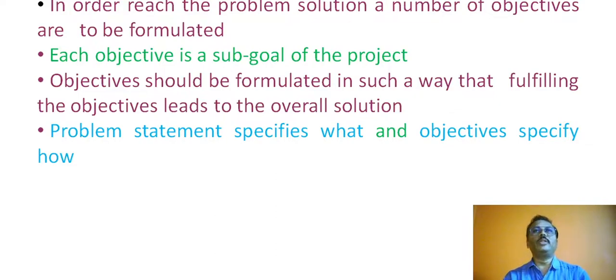In order to reach the problem solution, a number of objectives are to be formulated. Each objective we can say is a sub-goal of the project. Objectives should be formulated in such a way that fulfilling the objectives leads to the overall solution. So there should be a mapping from the objectives to the overall solution. That should be carefully done. Problem statement specifies what and objectives specify how.